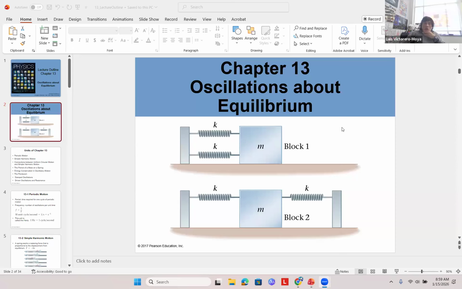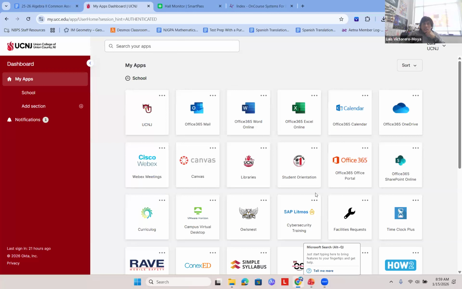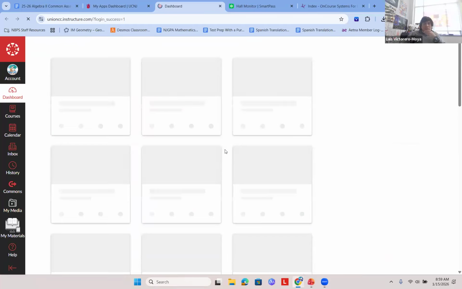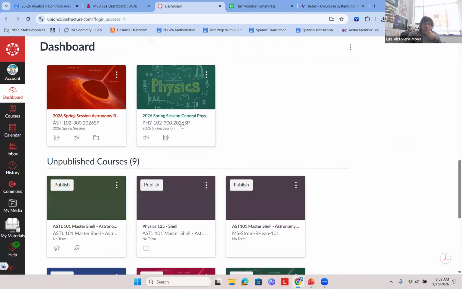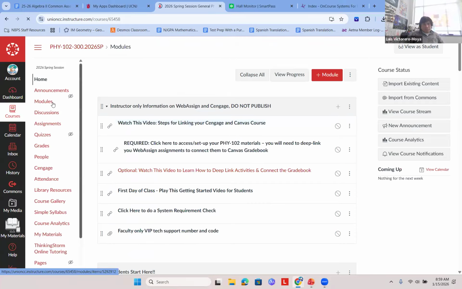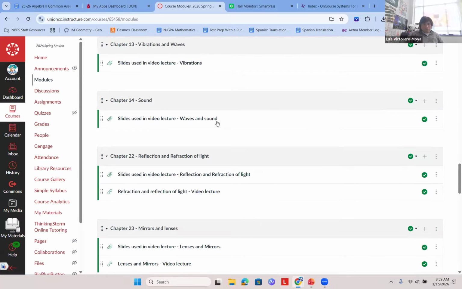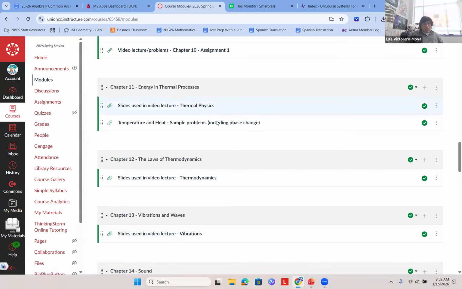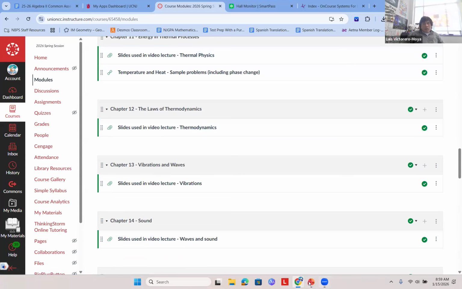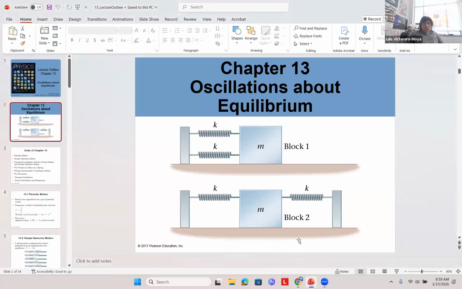Everyone. So this is the lecture for vibrations and waves. Just to clarify, in your textbook, that will be chapter, let me see, 12 or 13. I got to double check here because that's a different edition. So it correlates with the book I have here with the slides I'm using.